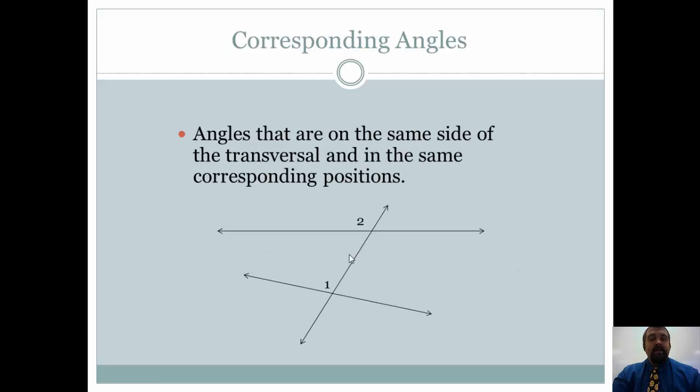Corresponding angles are angles that are on the same side of the transversal and in the same corresponding position. So for instance, this is my only transversal right here, this almost vertical line. And angle 1 here and this angle formed are on the same side of the transversal and on top of the line. So this location and this location will be called corresponding because they're in the same location of the intersection, the upper left. So 1 and 2 here would be corresponding angles.